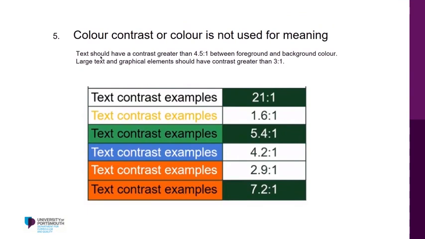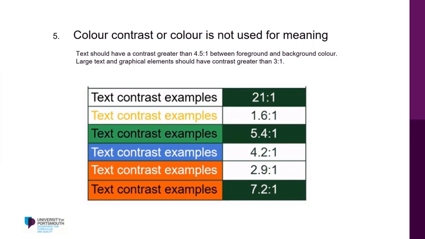Color contrast. Text should have contrast greater than 4.5 to 1 between foreground and background color. Large text and graphical elements should have contrast greater than 3 to 1. So in this example, a black text to a white background, a black text to a green background, and a black text to an orange background, they all meet the requirement. However, not the rest.